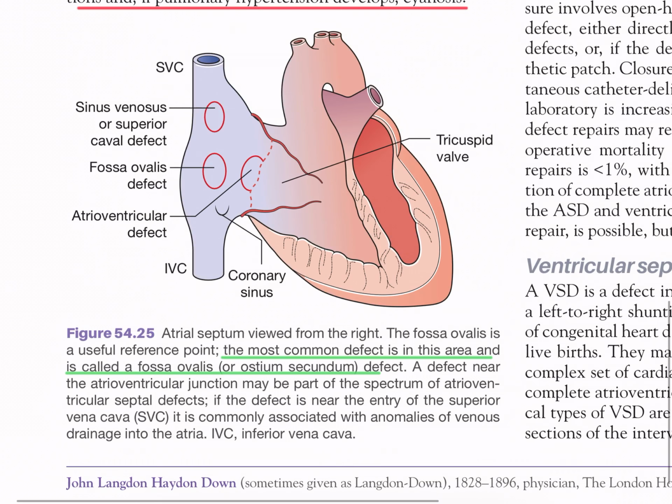Now we'll look at figure 54.25. Atrial septal defect viewed from the right side. The fossa ovalis is usually the reference point. The most common defect is in the area and is called the fossa ovalis or ostium secundum.